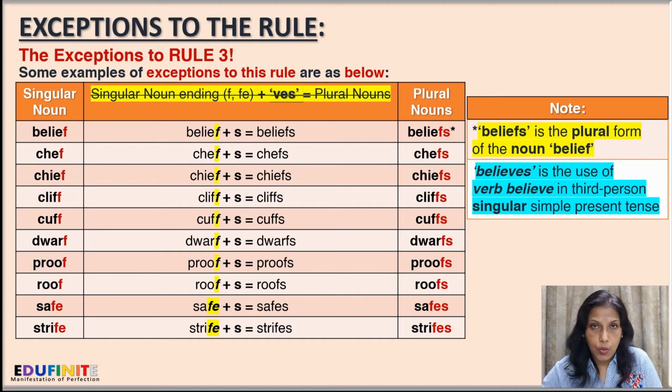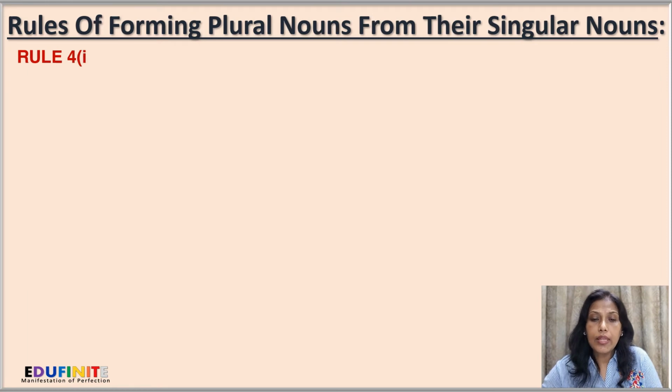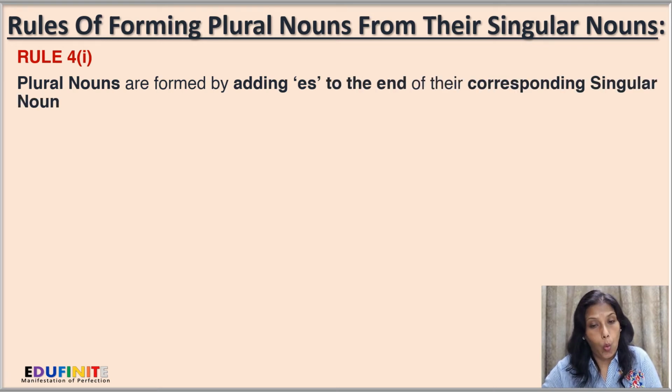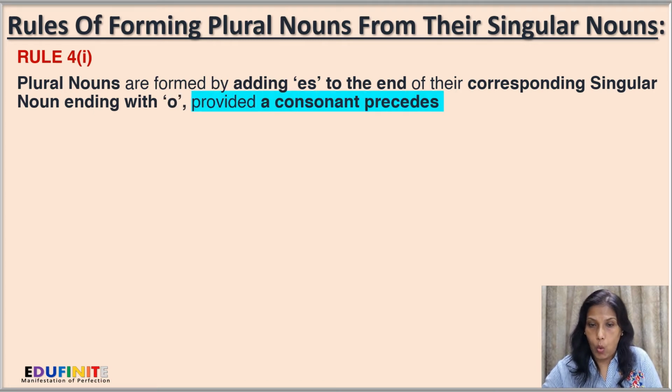Next, we come to rule 4. Plural nouns are formed by adding ES to the end of their corresponding singular noun ending with O, provided a consonant precedes that O. Some of the examples are as below.